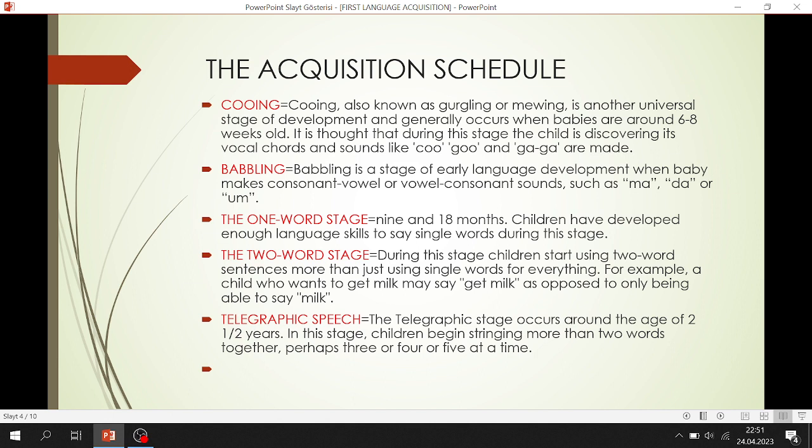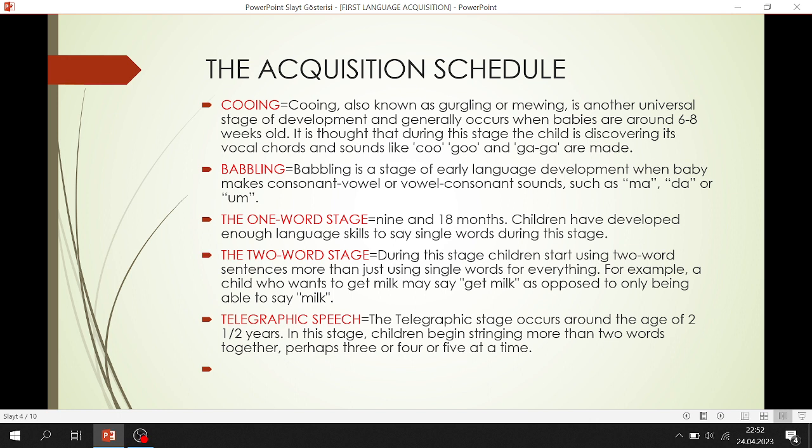The acquisition schedule. Cooing. Cooing, also known as gurgling or mewing, is another universal stage of development and generally occurs when babies are around 6 to 8 weeks old. It is thought that during this stage, the child is discovering its vocal cords, like coo, goo, and ga ga, like that. Cooing, the earliest use of speech sounds, has been described as cooing.